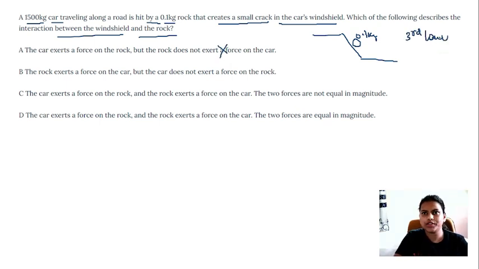We know from Newton's third law that every action has an equal and opposite reaction. So force 1 would be equal to force 2. The rock exerts a force on the car, but the car does not exert a force. This is also not true. The car exerts a force on the rock and the rock exerts a force on the car. That is true, but it also says the two forces are not equal in magnitude. From Newton's law we know that these two forces are equal in magnitude, so this is also wrong. The last option: the car exerts a force on the rock and the rock exerts a force on the car, and the two forces are equal in magnitude. So D is your correct option.